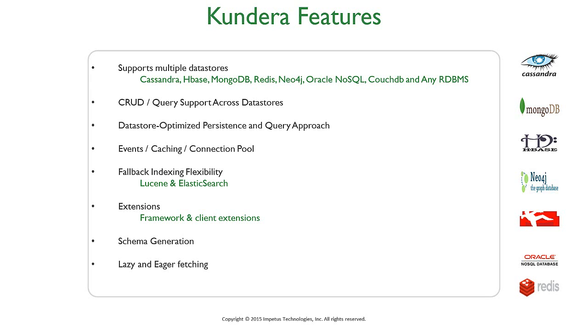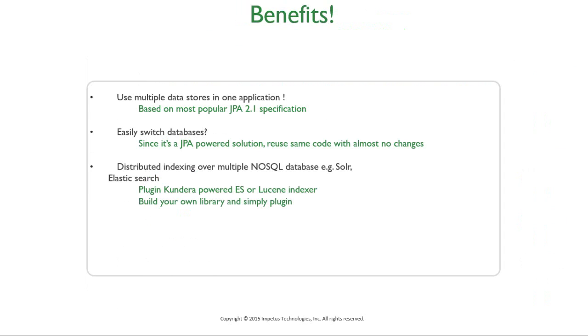There are several benefits of using Kundera. Multiple data stores can be used in one application as it is a polyglot object mapper. It is a JPA compliant solution, so you do not require knowledge of specific NoSQL APIs. It enables easy switching of data stores without any code change, but by a mere configuration modification. You can create secondary indexes by using already available Lucene or ES support, or simply build your own library and plugin.